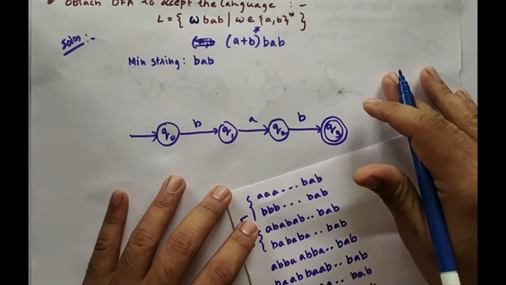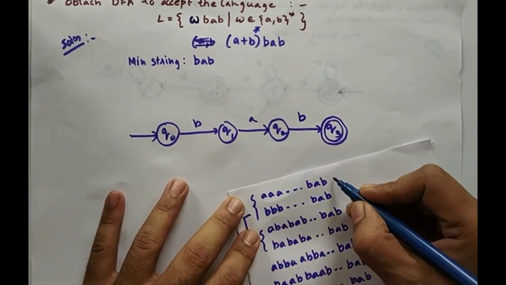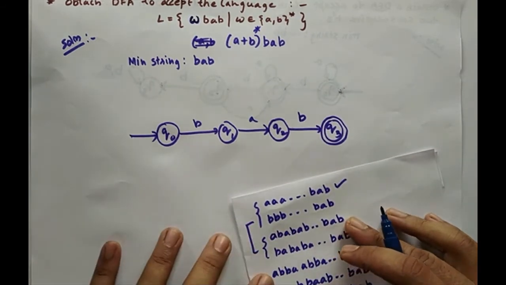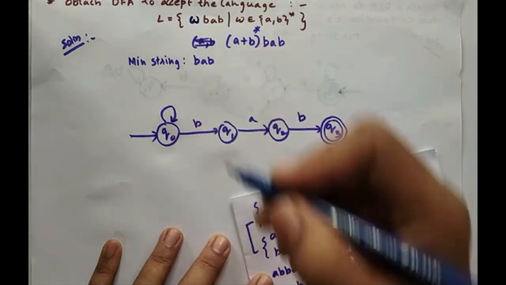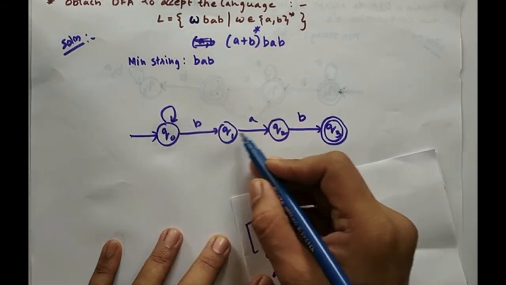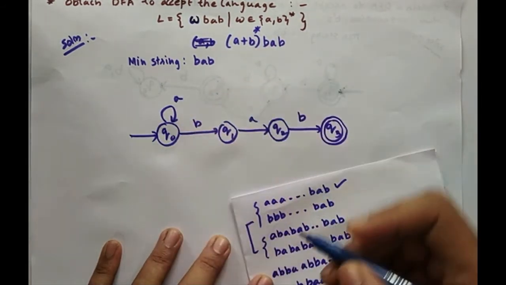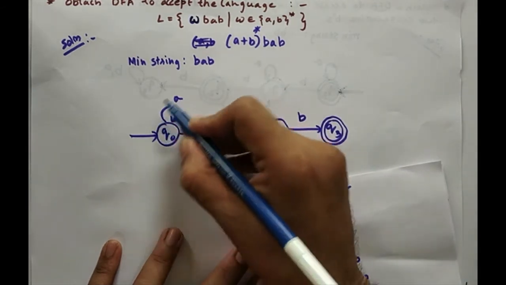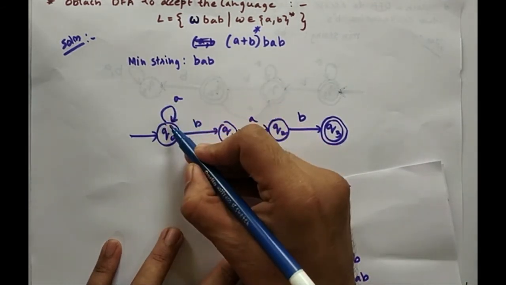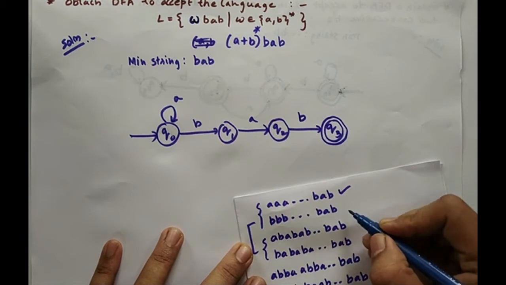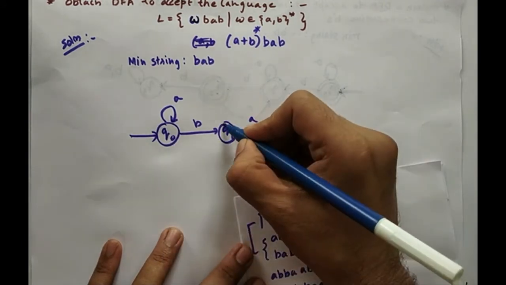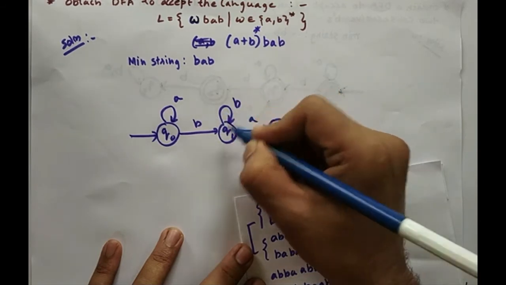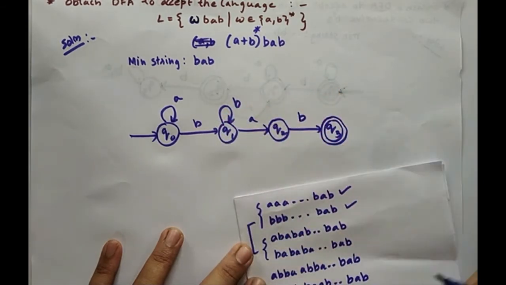So this first string, that is n number of A's ending with BAB, should be accepted. Can I have a self loop of A over here? Yes, because Q0 on A does not go to any other state. So n number of A's ending with BAB is accepted. N number of B's ending with BAB: first B, then you can have second B, third, n number of B's ending with BAB, accepted.